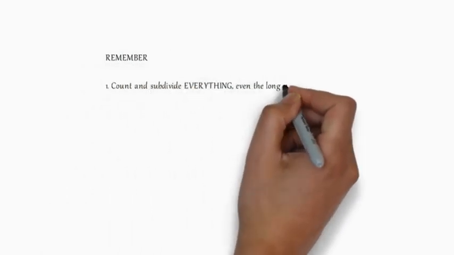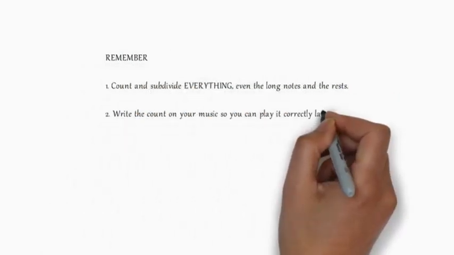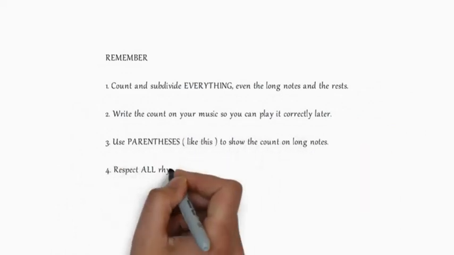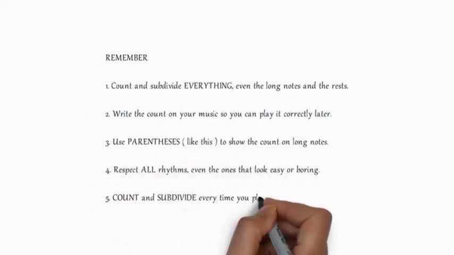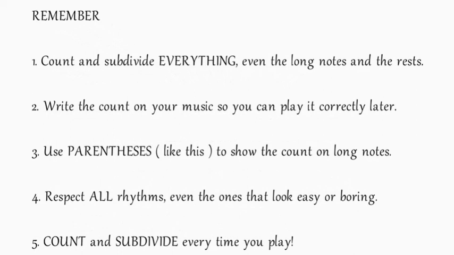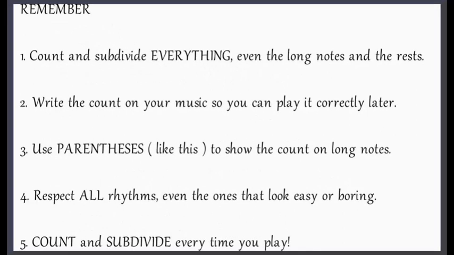So here's what you should remember. First, count and subdivide everything, even long notes and rests when you're not playing. Second, write the count on your music so you can play it correctly later. A short pencil is better than a long memory. Third, use parentheses to show the count on long notes. These are notes that you want to hold through, but you don't want to attack. Fourth, respect all rhythms, even the ones that look easy or boring. And finally, count and subdivide every time you play.